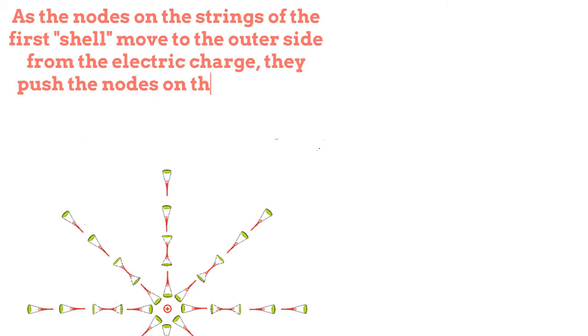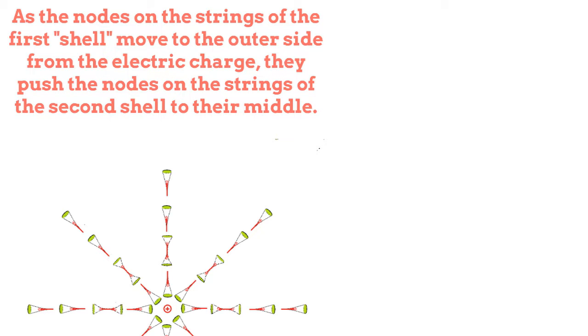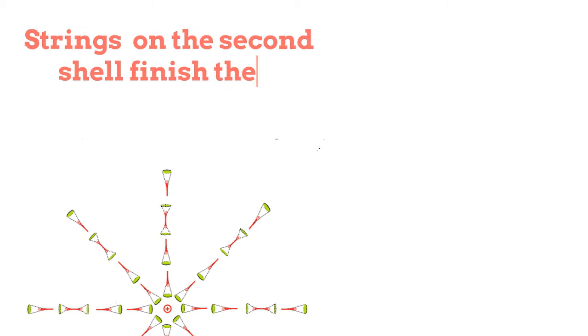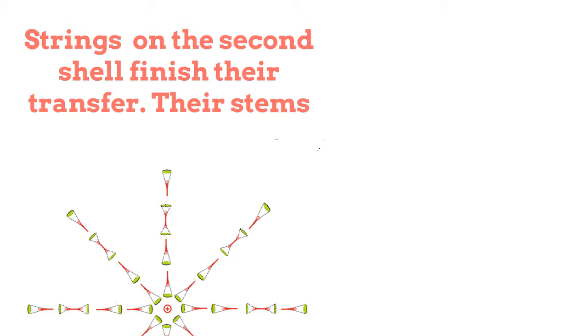As the nodes on the strings of the first shell move to the outer side from the electric charge, they push the nodes on the strings of the second shell toward the middle. Thus, the strings of the first shell become string vortexes having a charge, and strings on the second shell are in the shape intrinsic to free strings. Strings on the second shell finish their transfer.